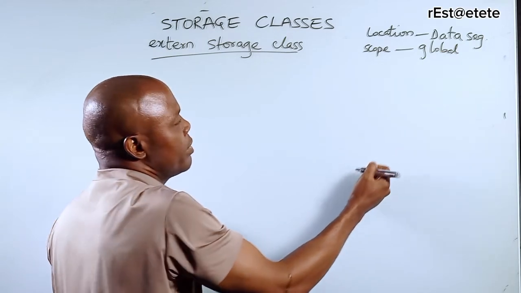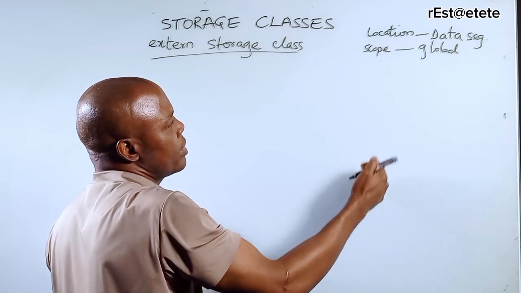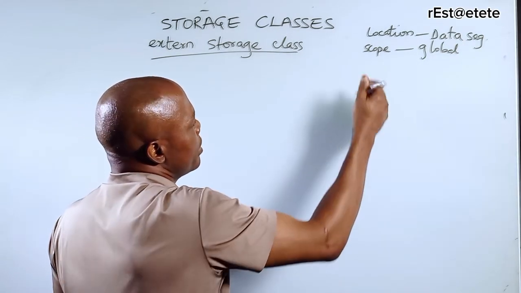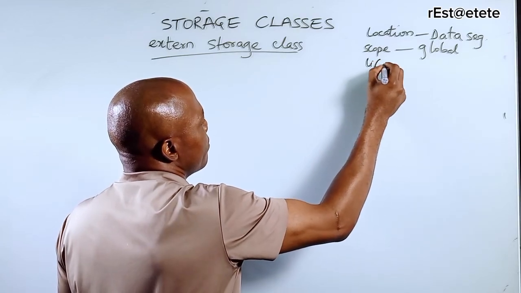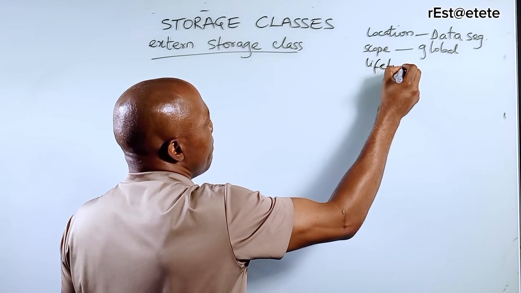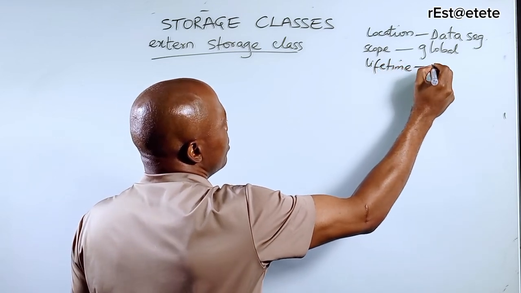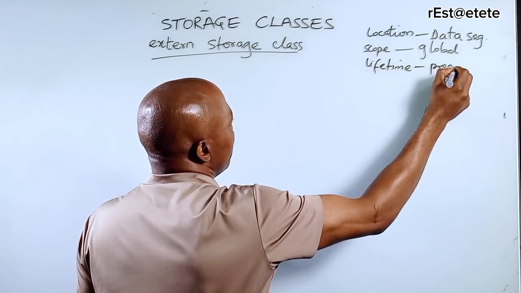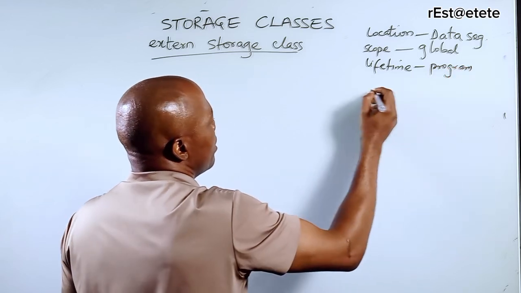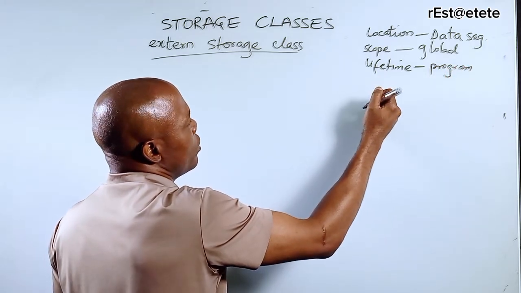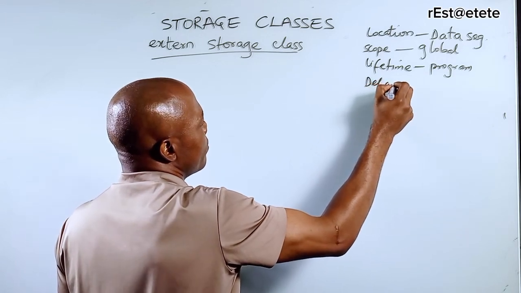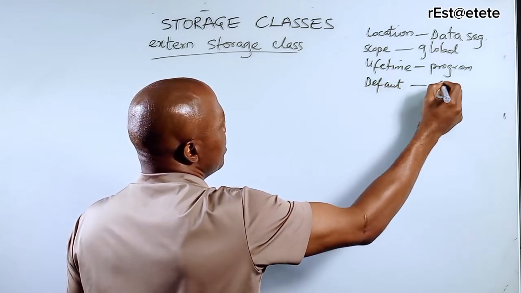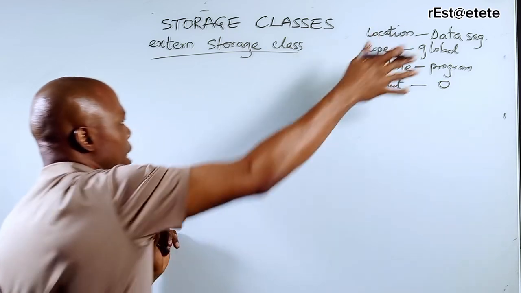So when we say the force of gravity, it is universal to everybody. Then we say lifetime: throughout the program. So even when the function returns, it will still exist. Then the default value, if it is not initialized, is what? 0. So that is what you are looking at.